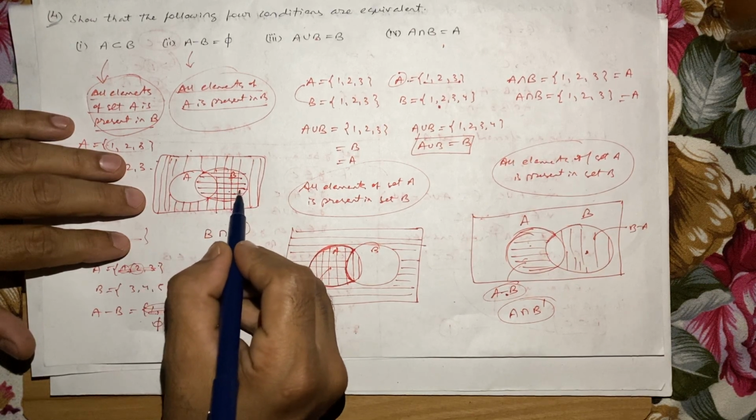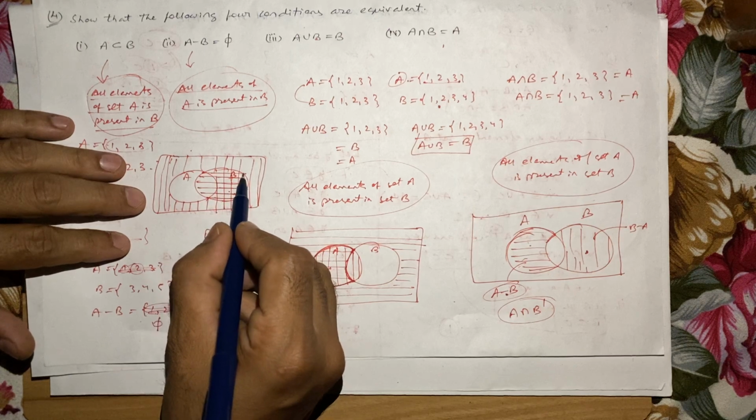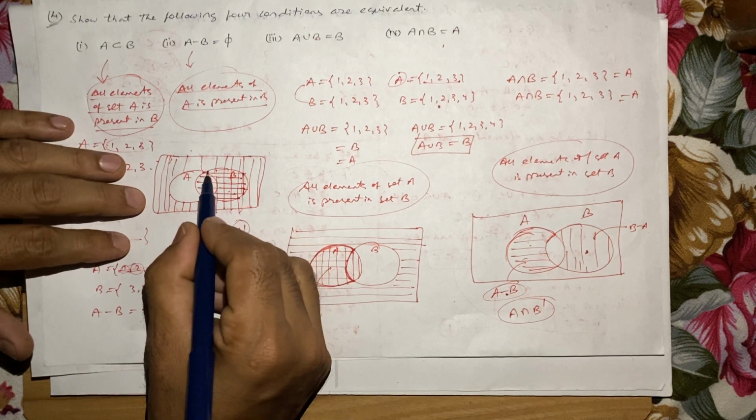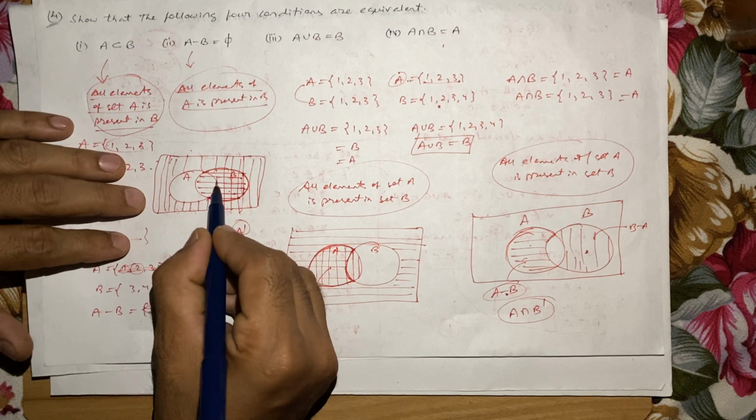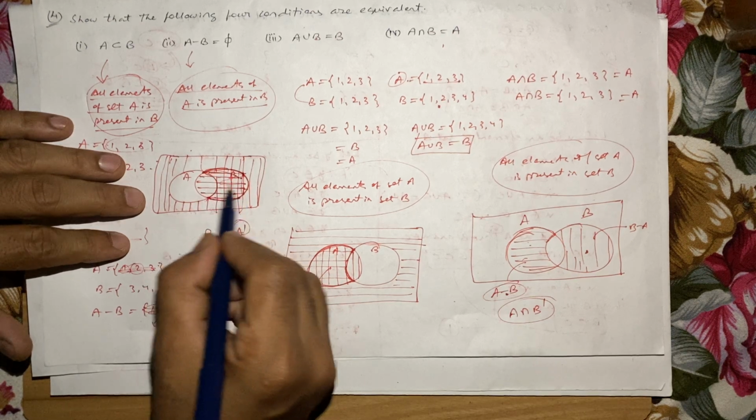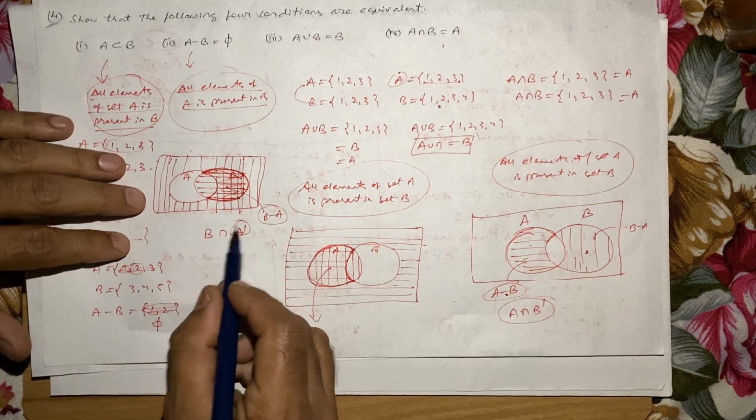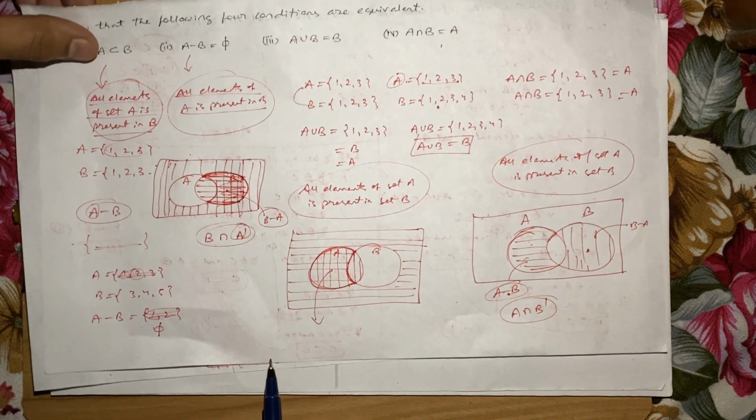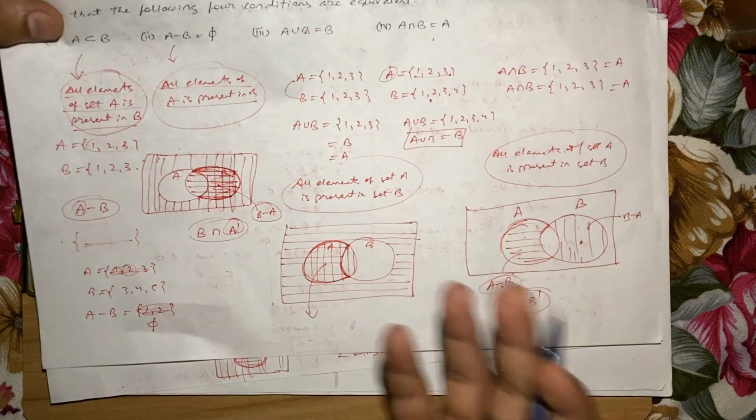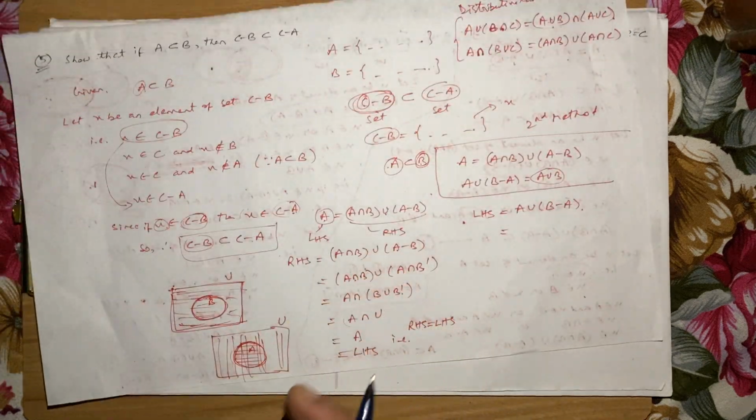Now which part is getting crossed out, or where is the intersection happening? Only in this region, right? And this region is what? B minus A. So instead of B minus A, what can you write? B intersection A dash. This is what you need to think. This will come with practice, so do practice a lot.